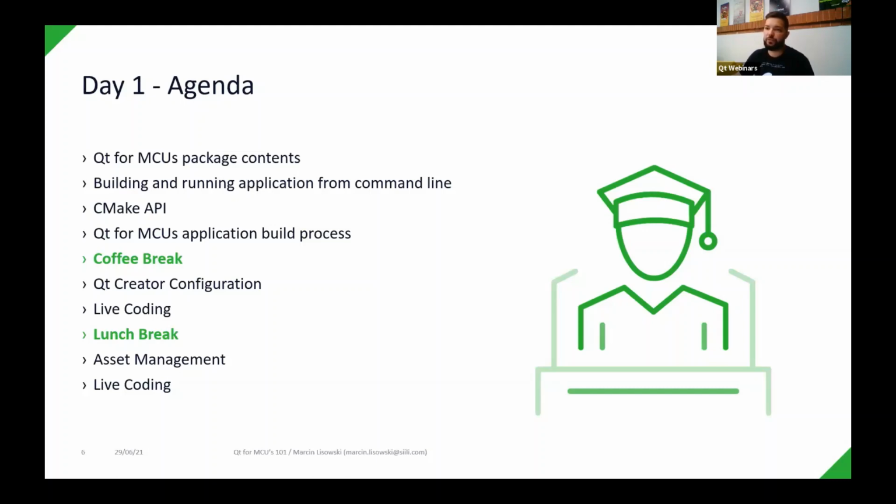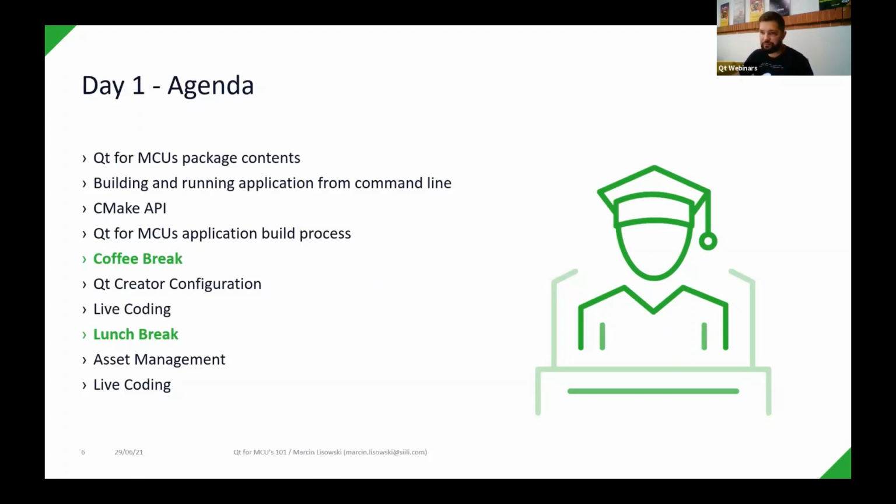Then we will go through the CMake APIs, which are quite an important thing when it comes to Qt for MCUs. It provides you multiple ways to optimize your application and organize your application project. Then we will go in detail through how the Qt for MCUs application build process looks like. You will understand how assets are converted, how fonts are generated, and by which mechanisms your QML files are finally running on your board.